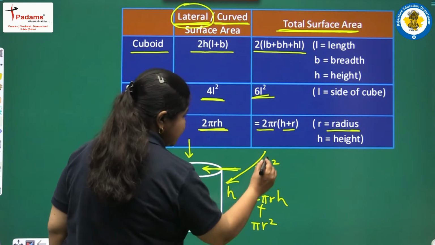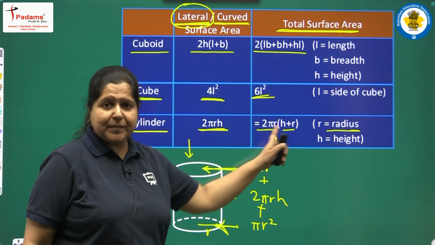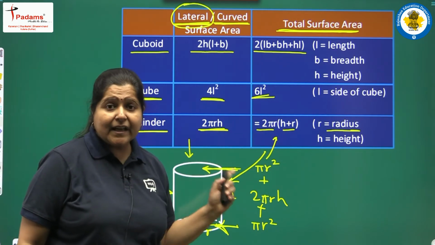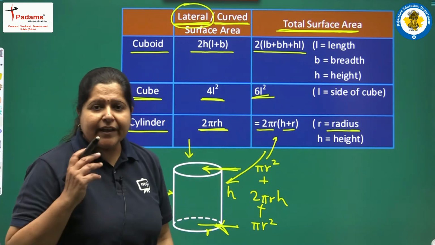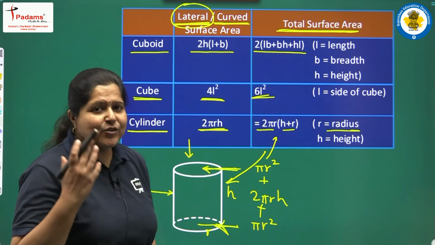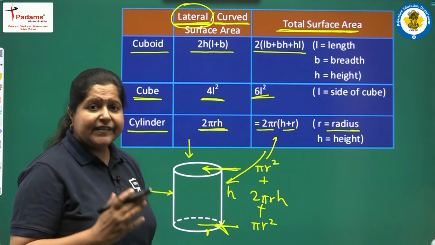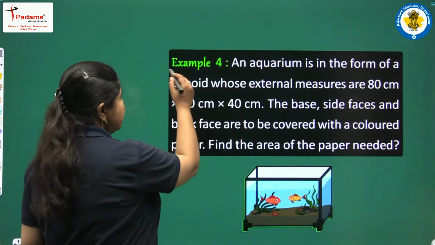Add these three to get the total surface area. You will get this formula 2 pi R into H plus R. So once you understand how we get these formulae, you can easily learn them also, and then they will be very much helpful in solving many questions. We now take some examples from your book, and here we have example number 4.